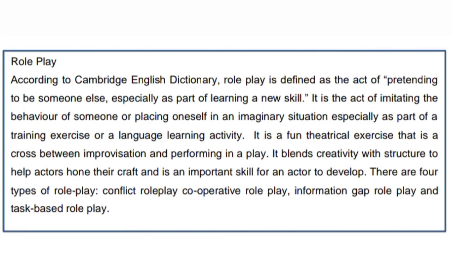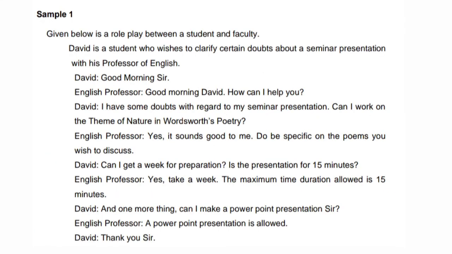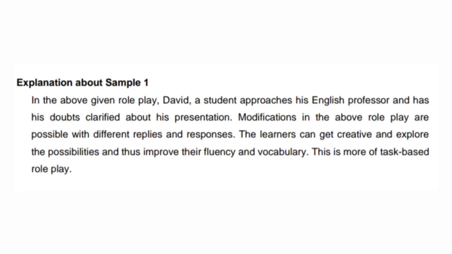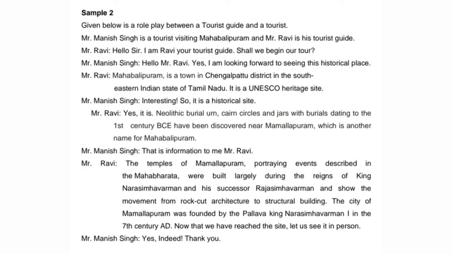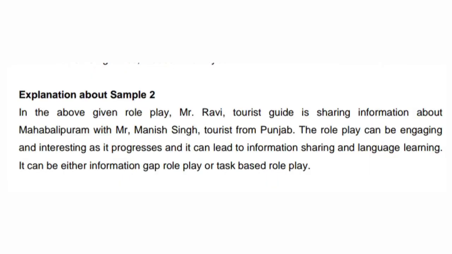It is mentioned in the textbooks that you have 4 types of role play, that is conflict role play, cooperative role play, information gap role play, and task based role play. And following that, you have examples for task-based role play, which was done by a student and a faculty. And then you have an information gap role play also. There it will be discussing about a tourist guide and a tourist.